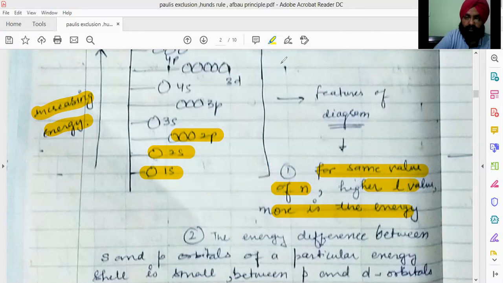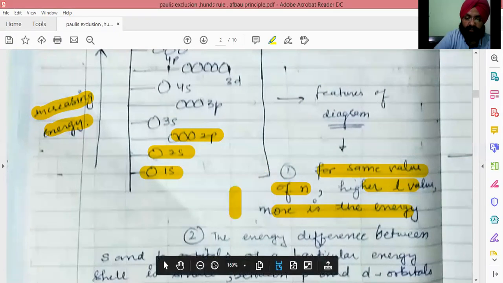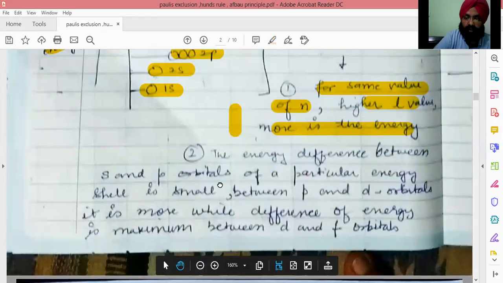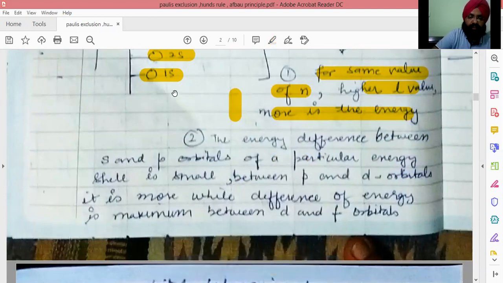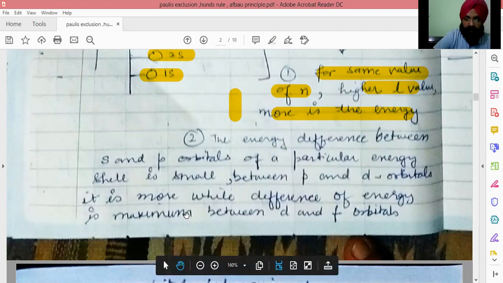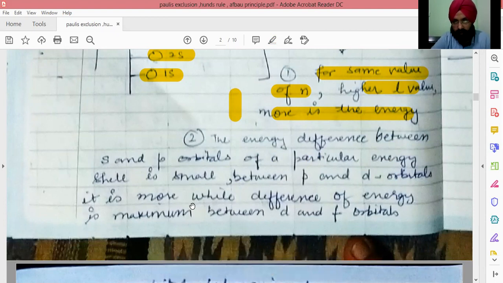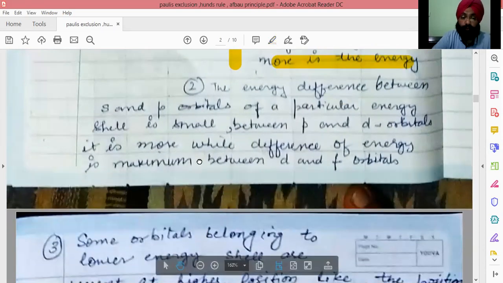Okay. Now the next feature is the energy difference between s and p of a particular shell is small, whereas in the case of p and d it is more. So in the case of s and p subshells, the energy difference is quite small, like between 2s and 2p, 3s and 3p, whereas in the case of 3p and 3d, this energy difference is comparatively more.